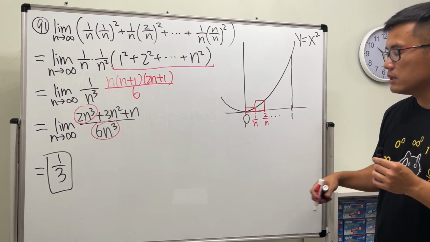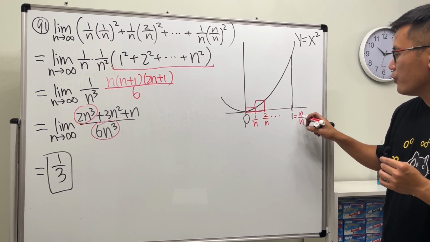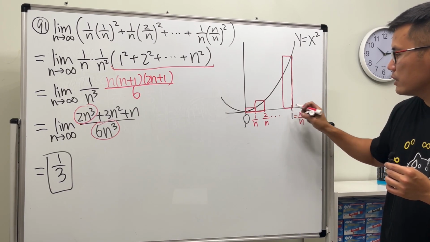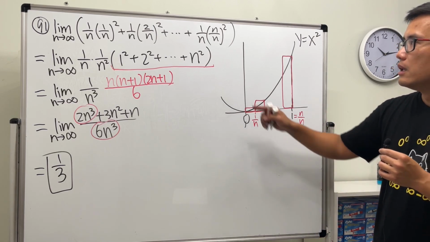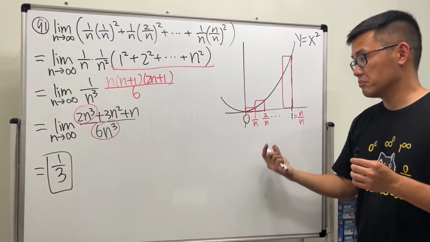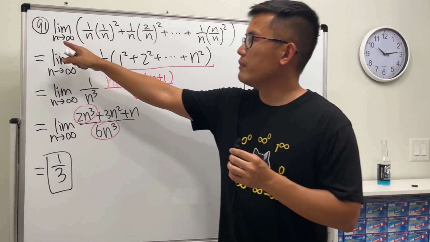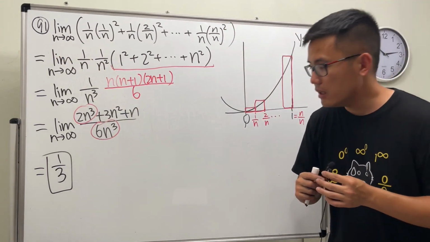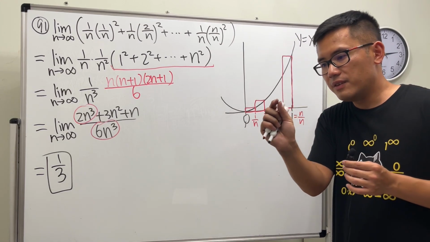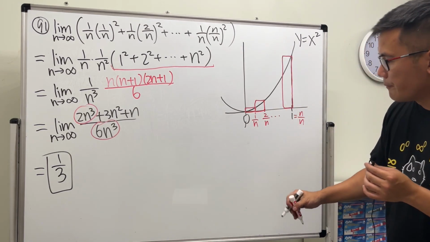And so on, and the very last one is 1, which is the same as n over n. We go up, hit the curve, and then we construct our rectangle. Width is still 1 over n, the height is n over n squared, which gives the area of the last rectangle. As n approaches infinity, each rectangle is going to be so thin, infinitesimally small. So you can actually get the area.